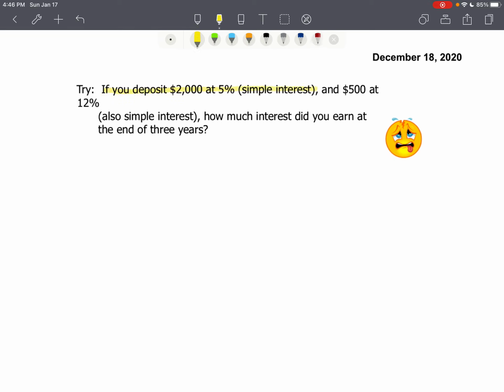Okay, this one is worded a little bit differently, so you've got to make sure you read the problem. If you deposit and then deposit a second amount, how much interest did you earn at the end of 3 years? So this time we just want our total interest. So our total interest is going to be our first interest plus our second interest. So I'm going to highlight those. Interest, interest.